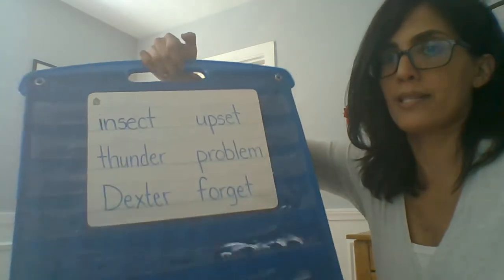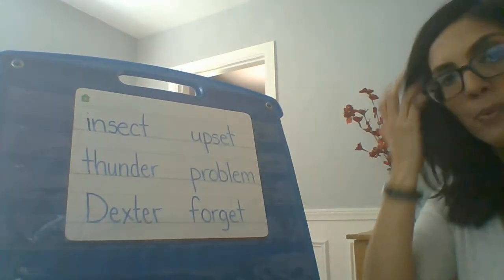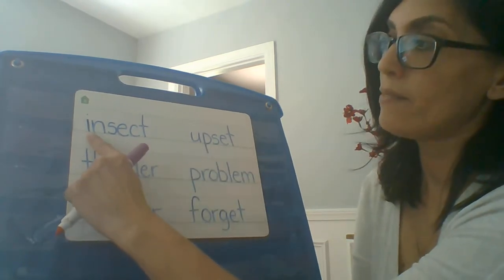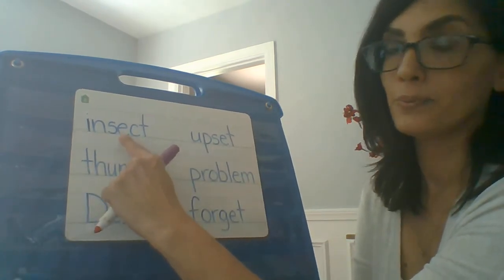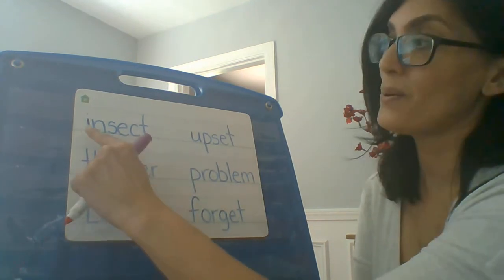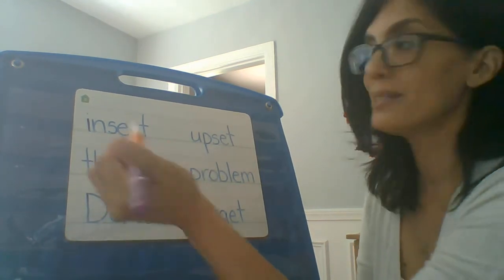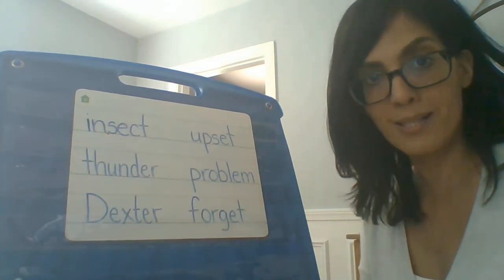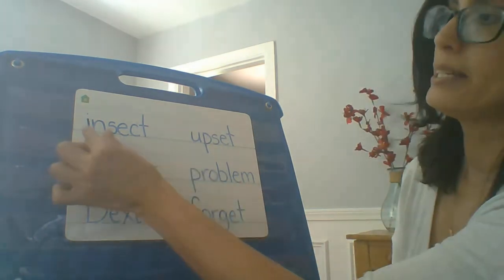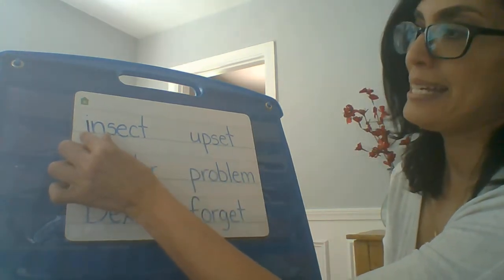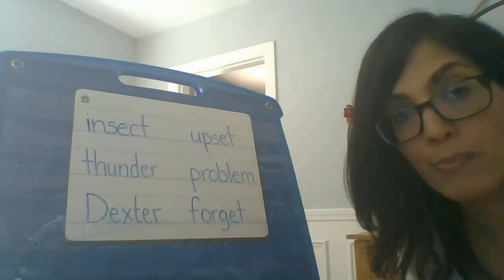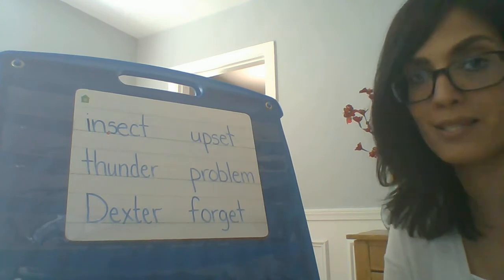Now it's your turn. Let's take a look at some more words that I have written on my board. Let's take a look at this first one. I see vowel, consonant, consonant, vowel. I'm going to go ahead and break it between my two consonants. And now I'll read the word. Read it with me. Insect, insect. I just went ahead and I broke the word between those two consonants.